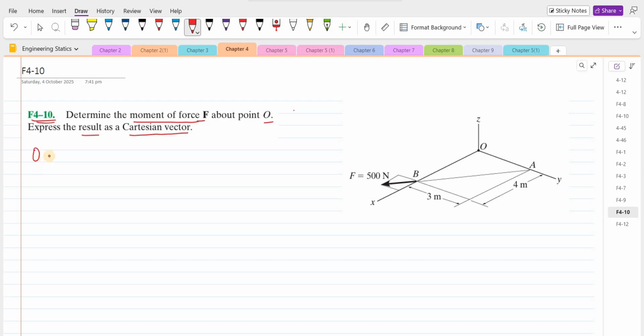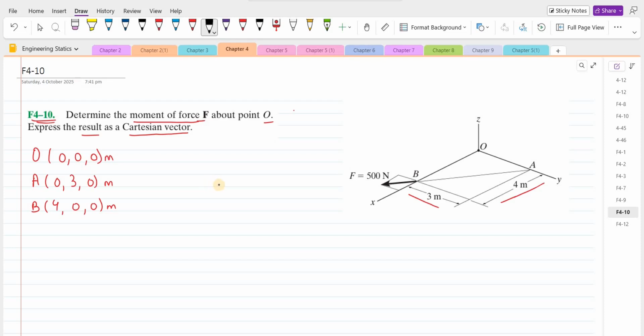The coordinates of point O are 0, 0, 0 meters. The coordinates of point A are 0 in the x-axis, 3 in the y-axis, and 0 in the z-axis. And the coordinates of point B are 4 in the x-axis, 0 in the y-axis, and 0 in the z-axis.